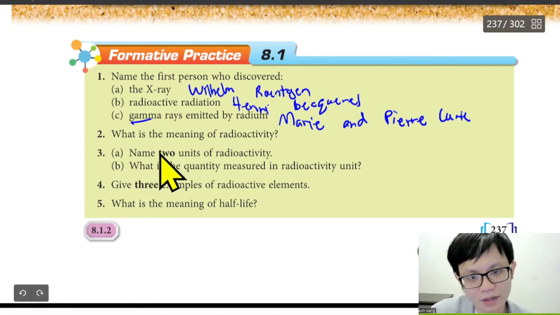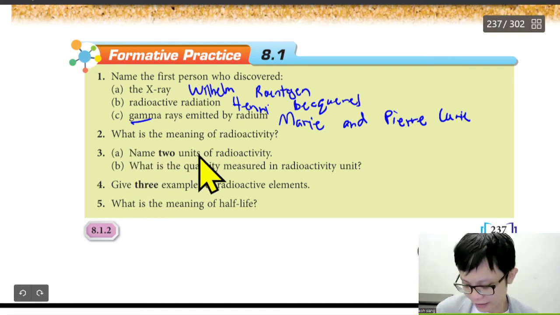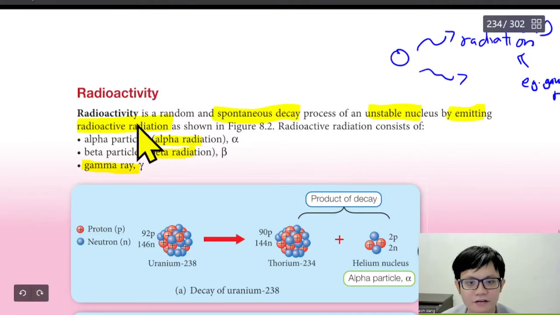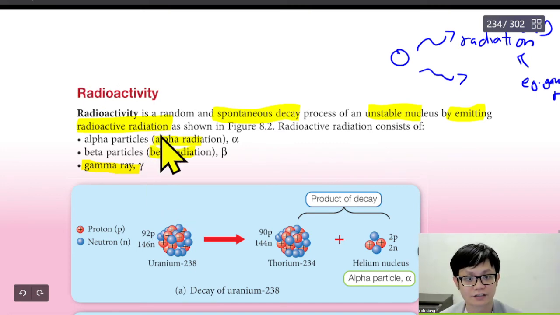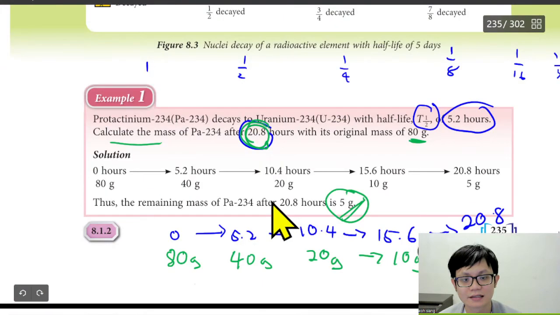Yeah. What is the meaning of radioactivity? Okay, very good. So radioactivity is a random spontaneous decay process of an unstable nucleus by emitting radioactive radiation. Okay, so that is the meaning.